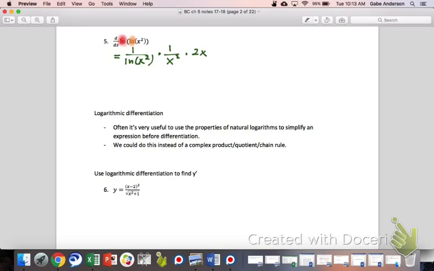Again, we could clean this up a hair. We could write it as something like 2 over x times natural log of x squared. I don't know, something like that. Because there's an ln there, we could do a lot of manipulation, but you just leave it at that point right there. Okay, any questions?